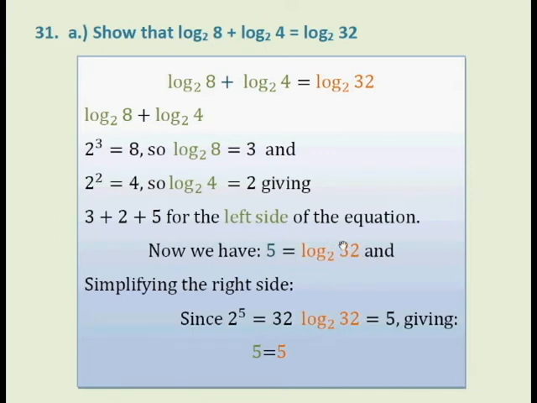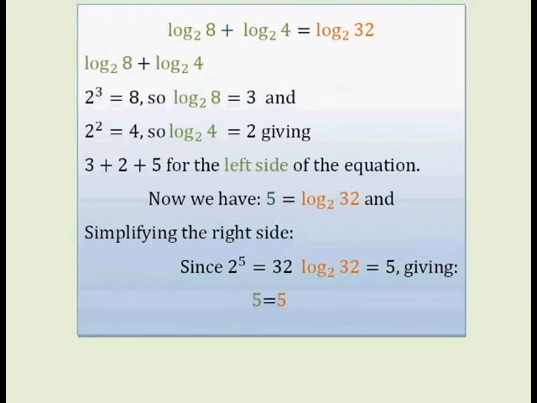Now look at log base 2 of 32 on the right side and simplify the right side. We get 2 to some power is equal to 32, and since 2 to the 5th is equal to 32, then the log base 2 of 32 is equal to 5, giving 5 on the left side equal to 5 on the right side. And that one's done and proved.